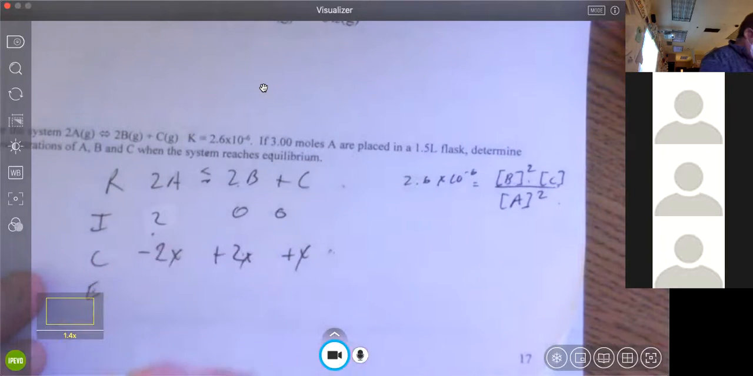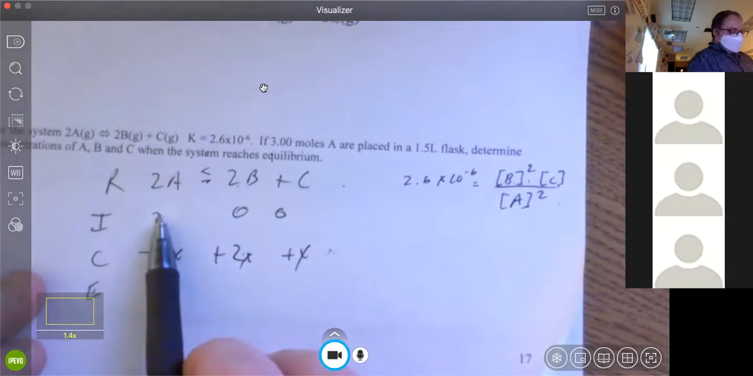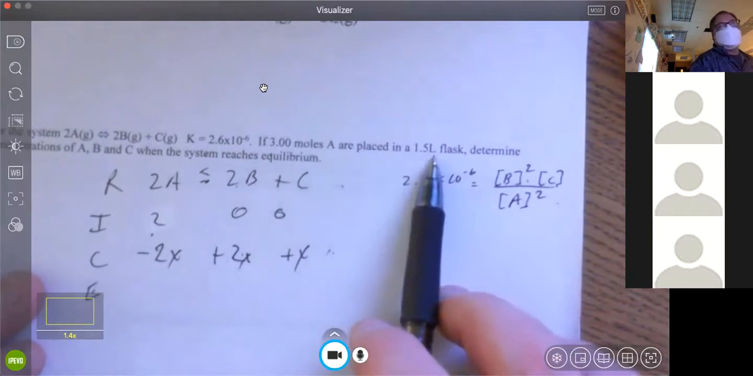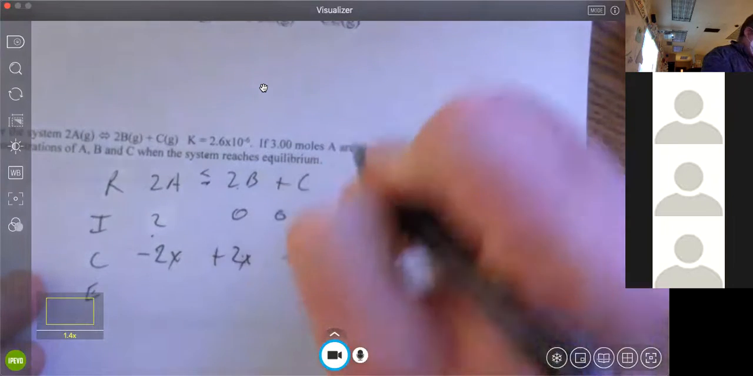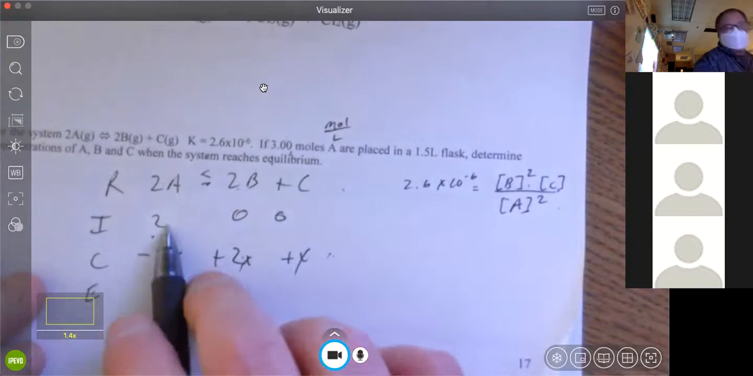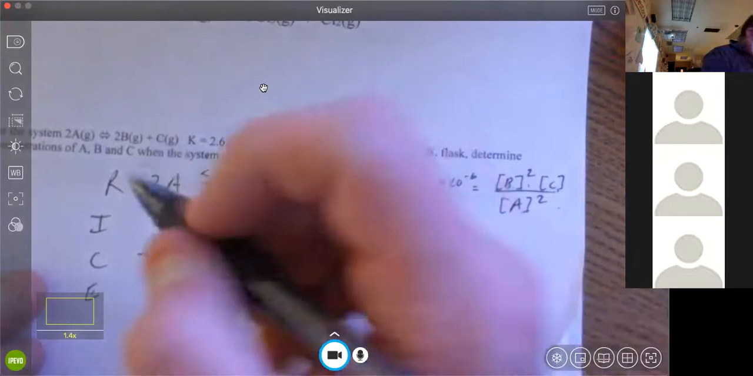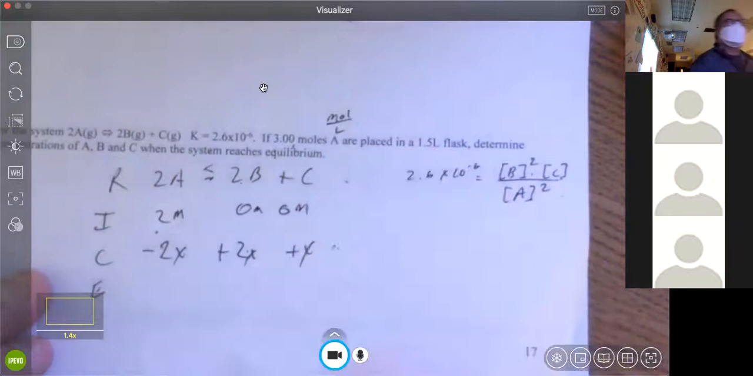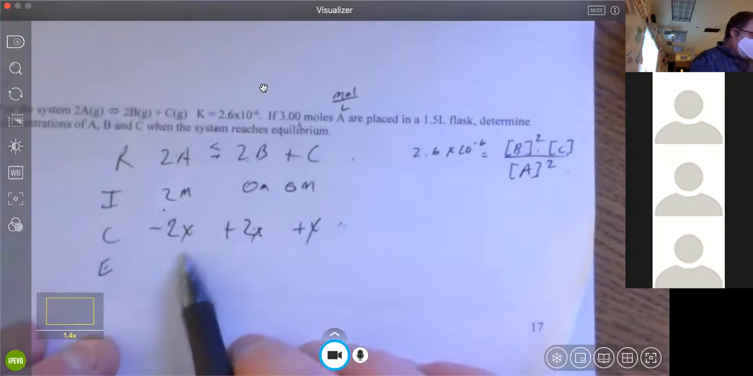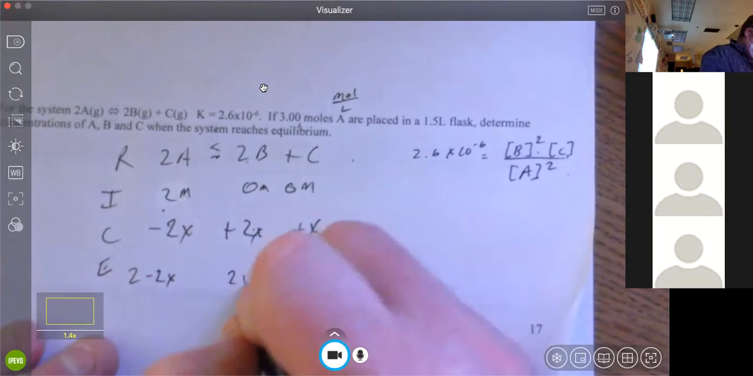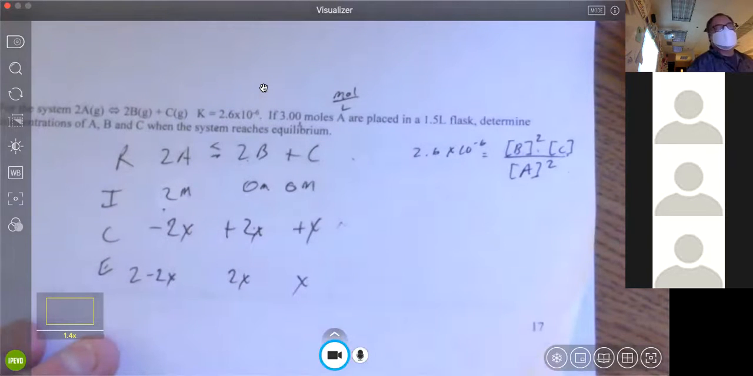Confused on where you got the 2 from in the initial. Yes. This is the 3 moles of A per 1.5 liters. So that is molarity, moles per liter. We take 3 divided by 1.5, which is 2. So at equilibrium, what's this going to be? This is going to be 2 minus 2x. This is going to be 2x, and this is going to be x. That is their concentrations at equilibrium.